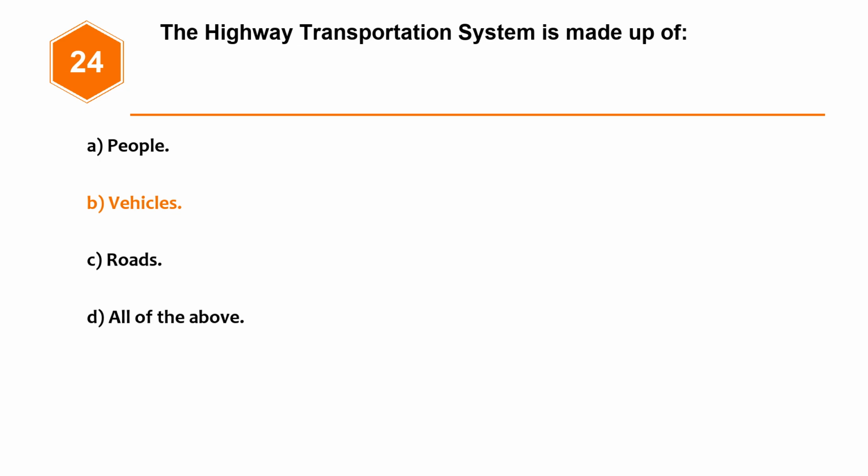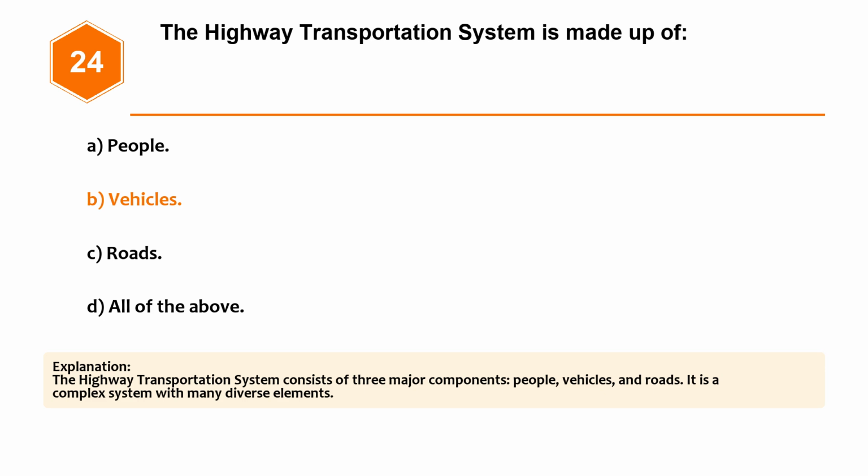The correct answer is option B, vehicles. Explanation. The highway transportation system consists of three major components of people, vehicles, and roads. It is a complex system with many diverse elements.